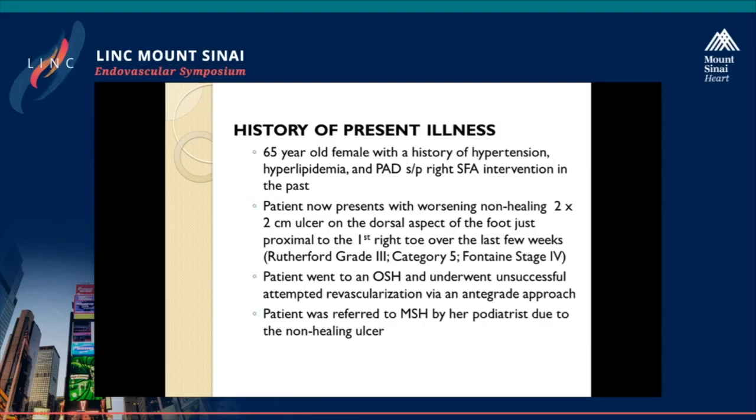Good afternoon, everyone. This is a 65-year-old female with a history of hypertension, hyperlipidemia, and PAD who has had a right SFA intervention in the past. The patient now presents with a worsening, non-healing 2 by 2 centimeter ulcer on the dorsal aspect of the right foot, just proximal to the right first toe over the last few weeks. This is Rutherford grade 3, category 5, Fontaine stage 4. The patient went to an outside facility and underwent an unsuccessful attempted revascularization of the infrapopliteal vessels via an antegrade approach. So she subsequently saw her podiatrist and was referred here.